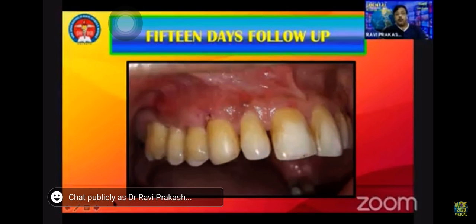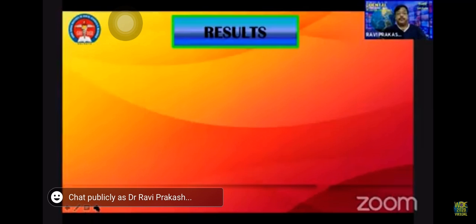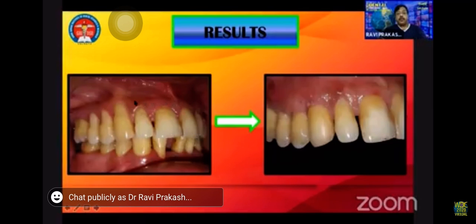So this is the 15-day follow-up photograph, wherein we have achieved a good amount of healing. And this is 3 months post-operative, where we can see an adequate width of attached gingiva and also coverage of the roots which were exposed. So these are the results: this is the pre-operative photograph and this is the post-operative 3-month photograph, wherein we can appreciate that the aesthetic concern was also addressed. The patient doesn't have a complaint about aesthetics or the exposed root, and he won't be having any sensitivity issue in this case.